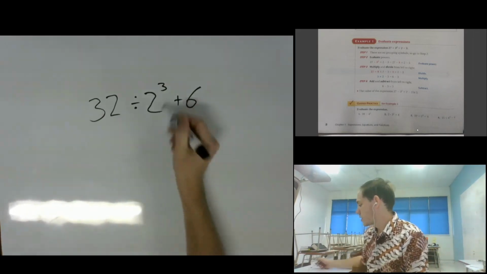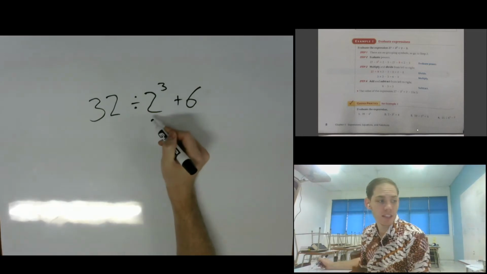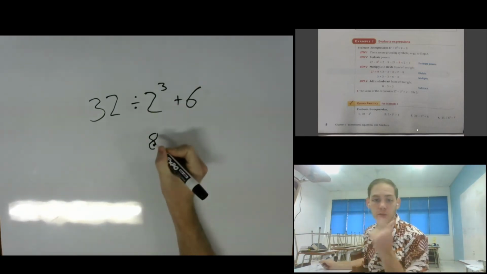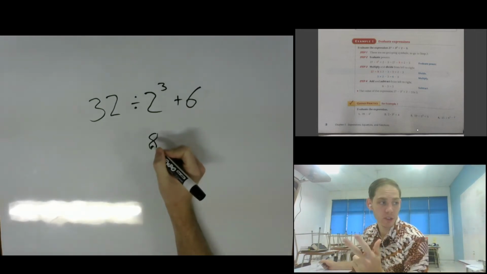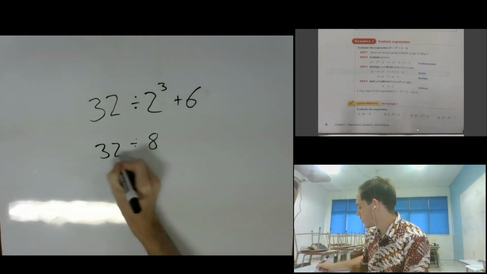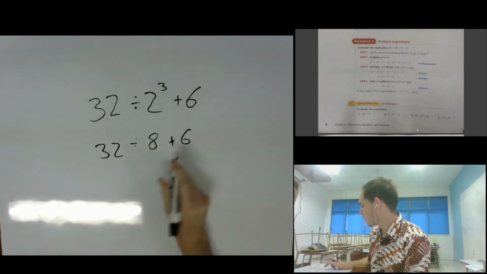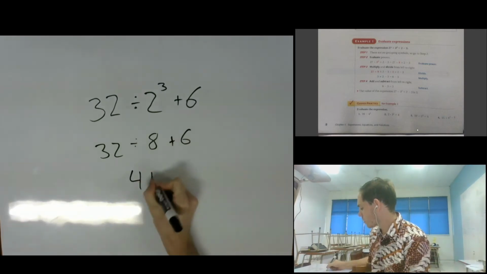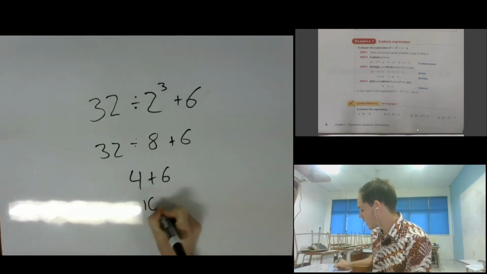So first, 2 to the 3, exponential. So 2 raised to the 3 will be 8. 2 times 2 is 4, times 2, 8. So 32 divided by 8. Now again, remember, this plus 6 is our last step. So 32 divided by 8, we get 4. 4 plus 6, we get 10.